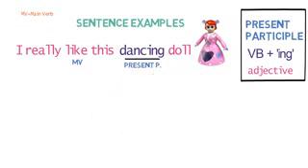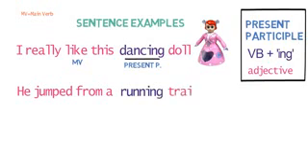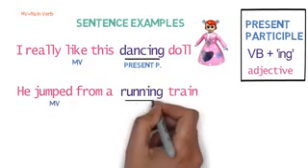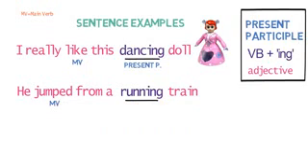Let's look into next example. He jumped from a running train. Here, main verb is jumped and running is secondary verb in ing form. As it is describing the train, it functions as adjective in the sentence. And so, it behaves as present participle in the sentence.